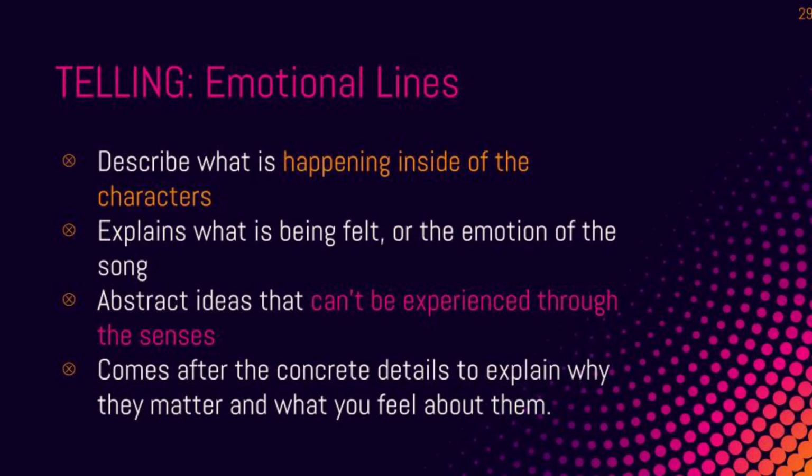Telling are emotional lines. And what that means is they describe what is happening inside of the characters or what the characters are feeling. And it explains what's being felt and the emotion of the song. And also, it's the abstract ideas that can't really be experienced through the normal senses. It's something that has to be felt. And it comes after the concrete details to explain why they matter and what you should feel about them.